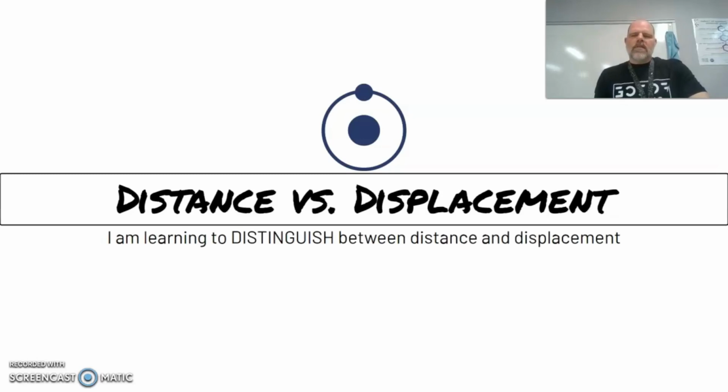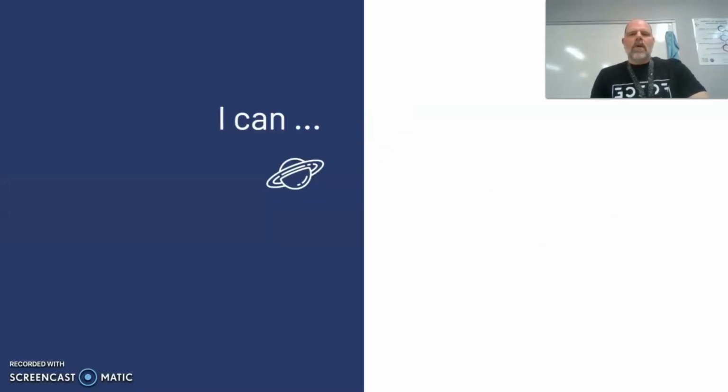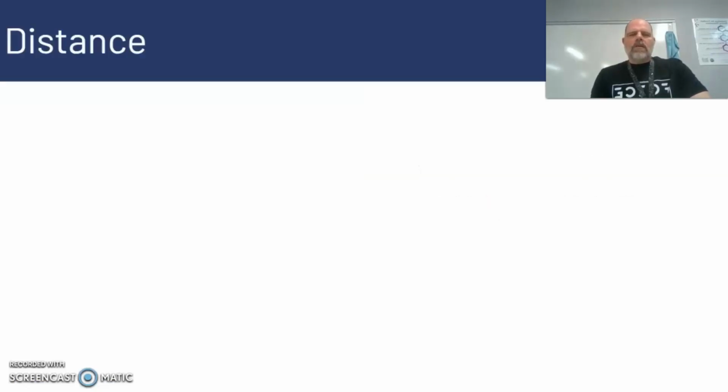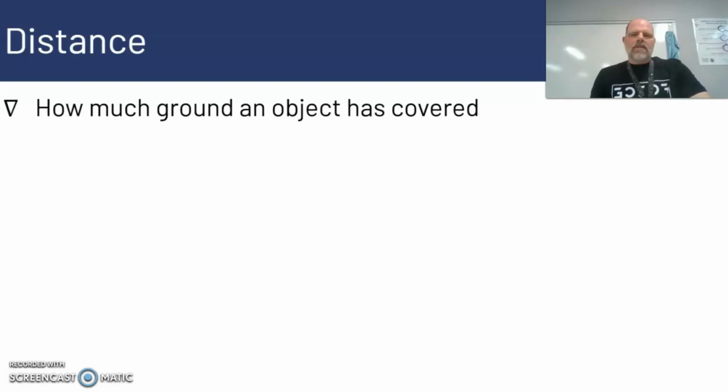The learning target for this lesson is I am learning to distinguish between distance and displacement. The success criteria for this lesson are I can define distance, I can define displacement, and I can recognize the equation for displacement.